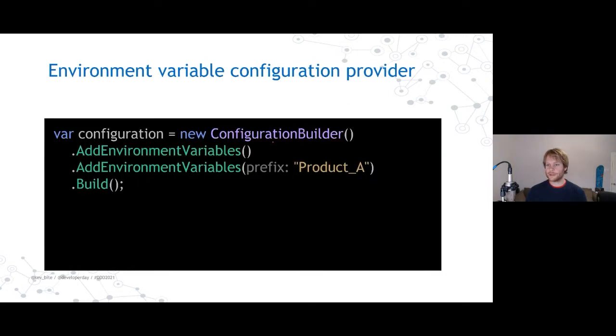So this is an example of how to set up environment variables. You just create a configuration builder and do an add environment variables. One thing you can pass into it as an optional parameter is the prefix. This is good if you've got multiple products on your machine. So if you've got like 4 applications and you don't want all the environment variables mixed up with each other, you can prefix it with your product name, which is also good for security. If there are a lot of environment variables which are secrets, you probably don't want your application loading all of them.